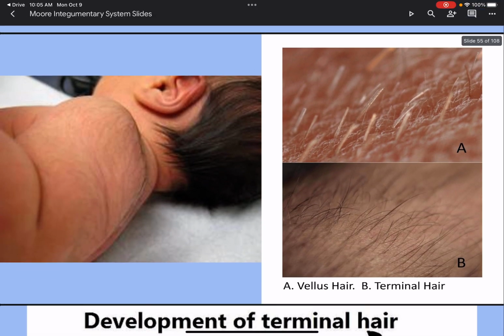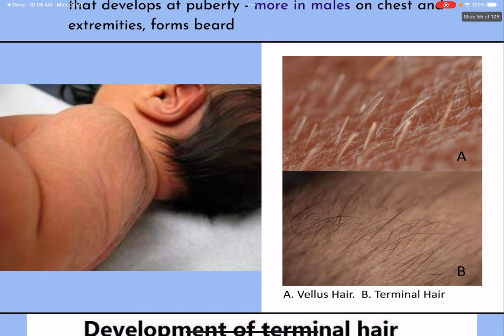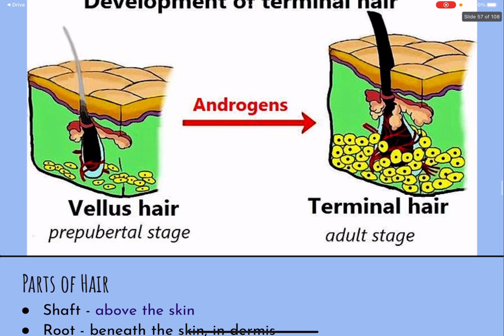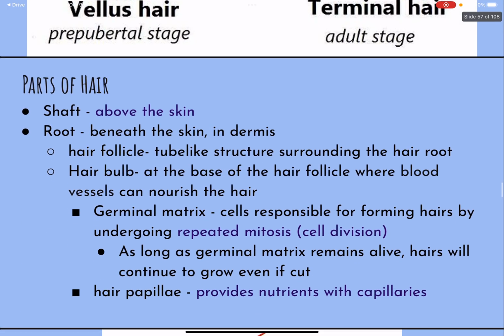A couple pictures here. You can see up here, letter A, I have vellus hair. Letter B, terminal hair. You see a little bit of lanugo on this baby when it was born, this very dark hair here on the baby. But that baby in the picture on the left will lose that hair as it starts to develop, and it's going to be replaced by vellus hair. Just a little picture of what you're seeing here. Don't worry about this term androgens at the moment.